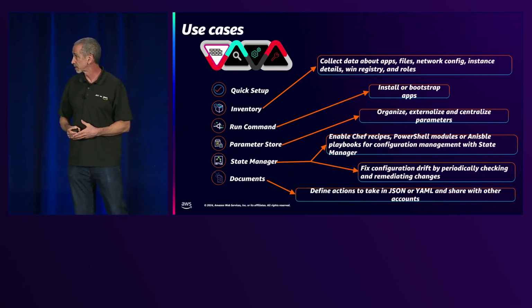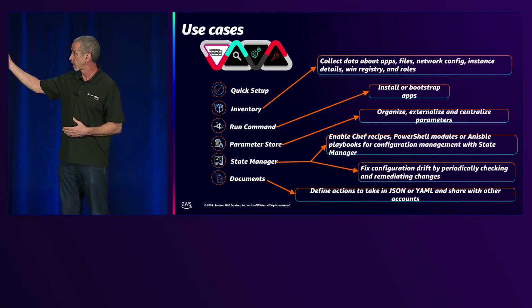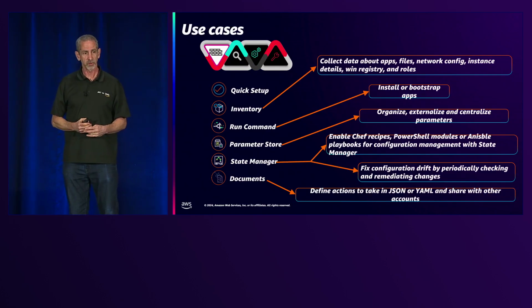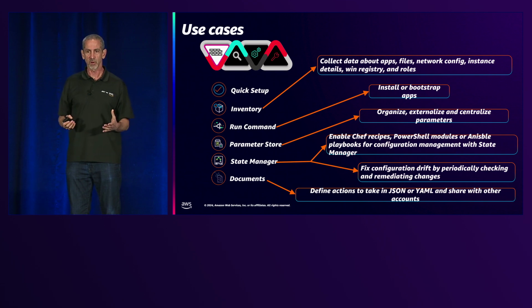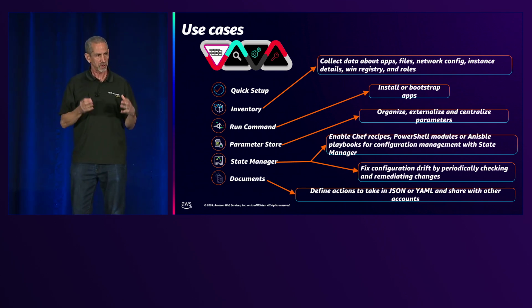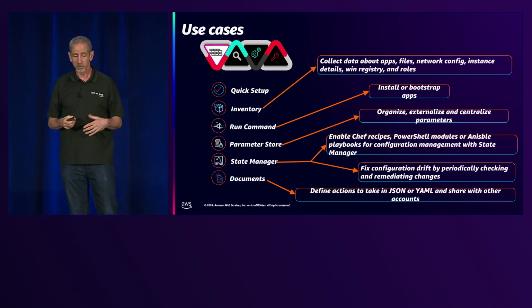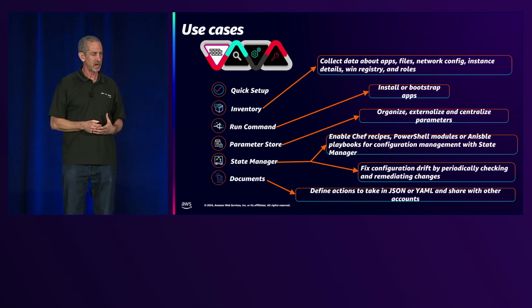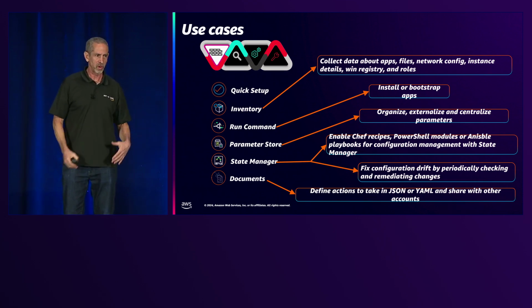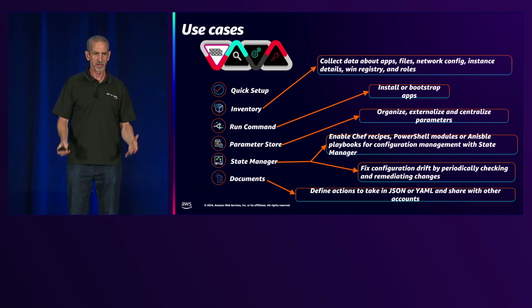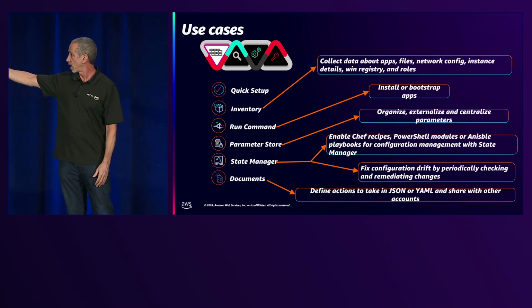And here are some examples. With Inventory, there's all kinds of data you can collect. It allows you to track what's going on and maintain that inventory, and then if you need to do things, again, you've got that at your fingertips. Run Command, as I said, you can bootstrap an app. You can install things on it. If you've got an instance up and you want to install an antivirus on it, you can do that through Run Command.